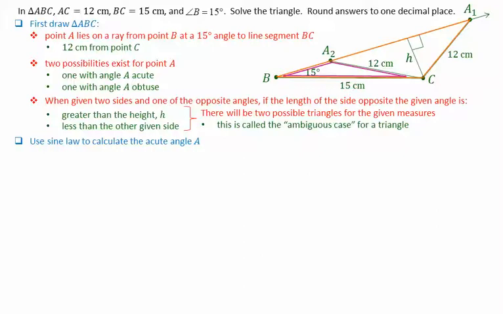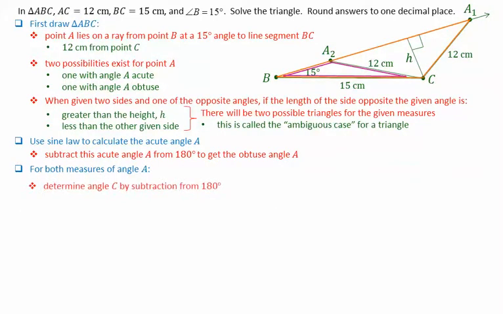We have to use the sine law to calculate the acute angle A, and then we will subtract this acute angle from 180 degrees to get the corresponding obtuse angle A. Then, for both measures of angle A, we determine angle C using subtraction of the other two angles from 180 degrees. And then we can find side AB, also called side C, using the sine law.